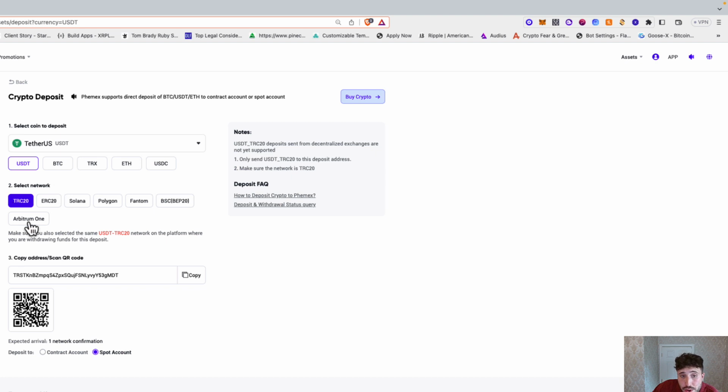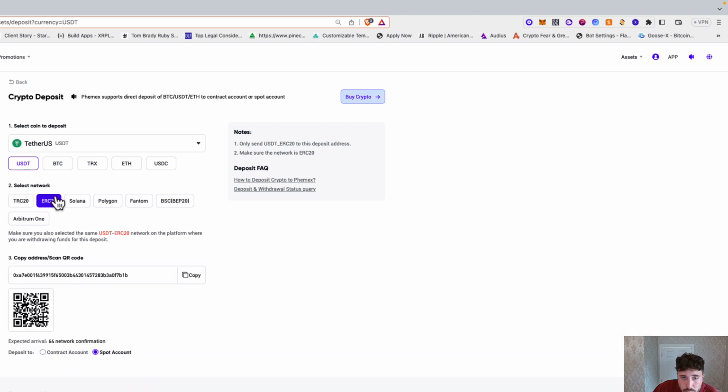You're making sure that you're doing ERC20. Make sure it's ERC20 USDT. And then you're copying this address. Then you're going to Coinbase or wherever to buy the USDT, and you're sending that over to this address here. And you could deposit it straight to your contract account, because that's where you're going to want to send it to, your contract account, not the spot account. Then the money arrives.